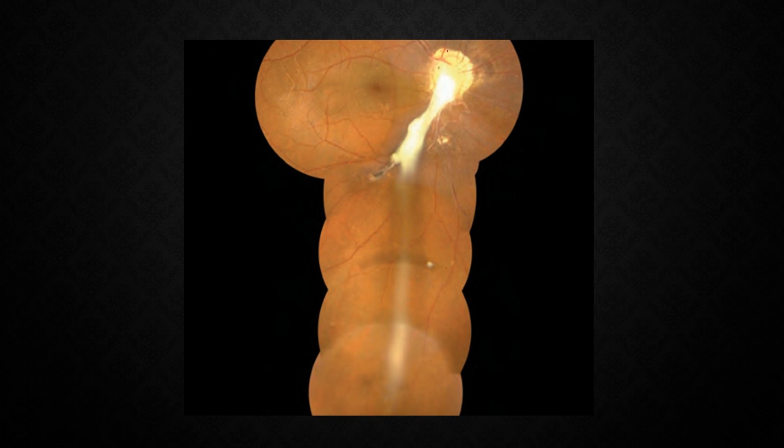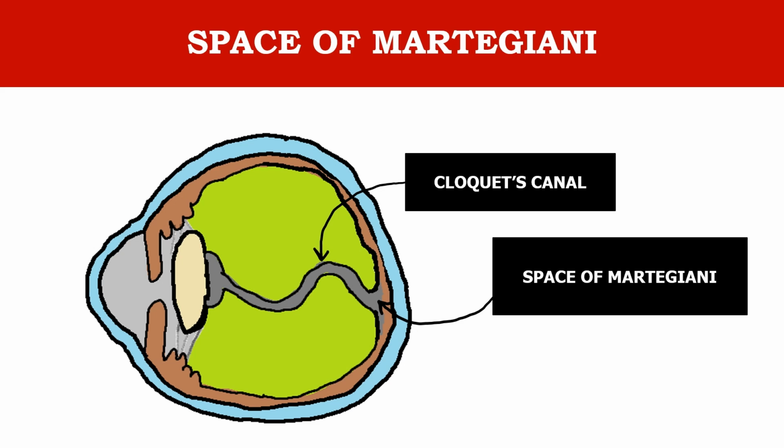Now here again is a picture of the PHPV. PHPV is also known as the persistent fetal vasculature, and you can see over here the disc is also not normal. You can see this band which is actually extending anteriorly. This band can actually extend right up to the posterior aspect of the lens, and the disc over here is dysmorphic. So this is an example of posterior PHPV, right?